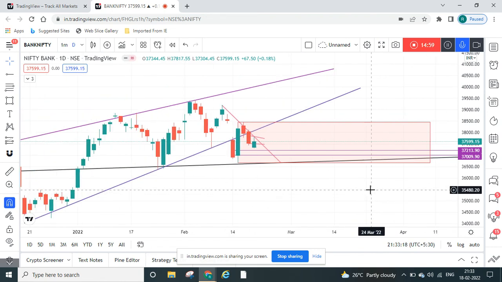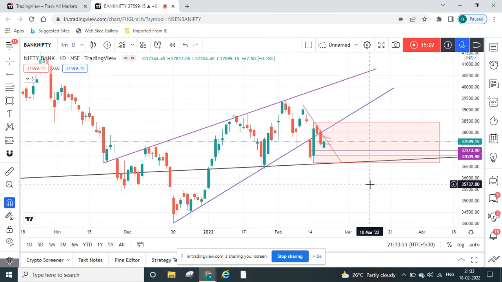Okay, guys, so that's all the analysis for Nifty and Bank Nifty for today.